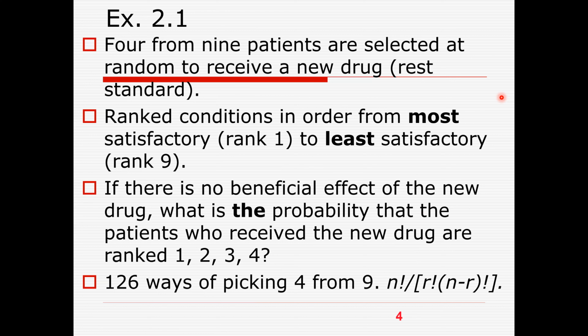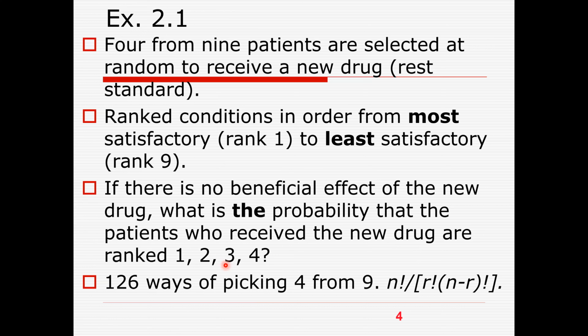Based on those results, the consultant ranks the patients from 1 to 9. 1 means most satisfactory, 9 means least satisfactory. If there's no beneficial effect of the new drug, which means the new drug has the same effect or worse effect versus the standard drug, then what is the probability that the 4 patients who receive the new drug are ranked 1, 2, 3, and 4? Intuitively, this probability should be very low, right?